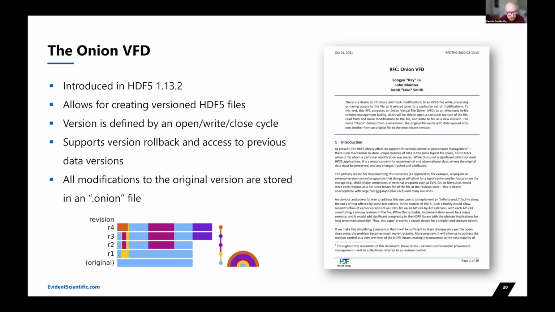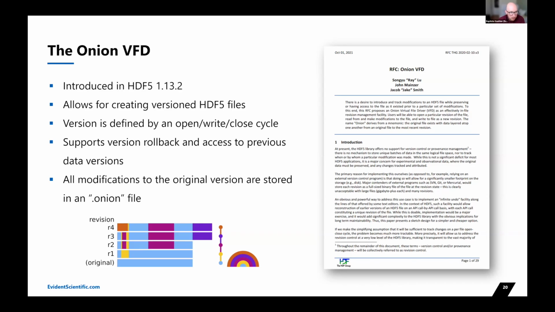And all modifications to the original version are stored in a .onion file. It's worth mentioning that multiple solutions are mentioned in the RFC, but it's actually the one that was implemented, with a linear file history, as I was mentioning, which is the use case that we are targeting. So from that, we decided to test the Onion VFD.